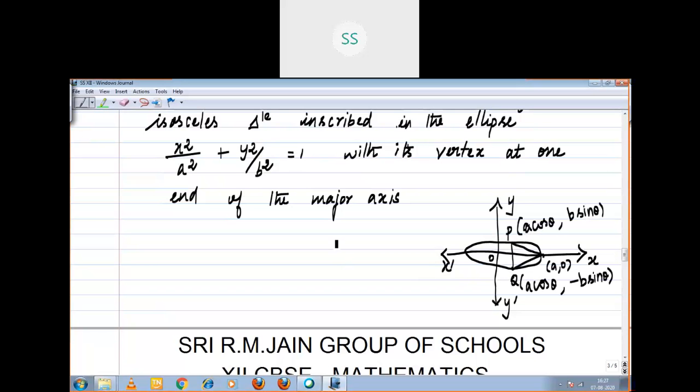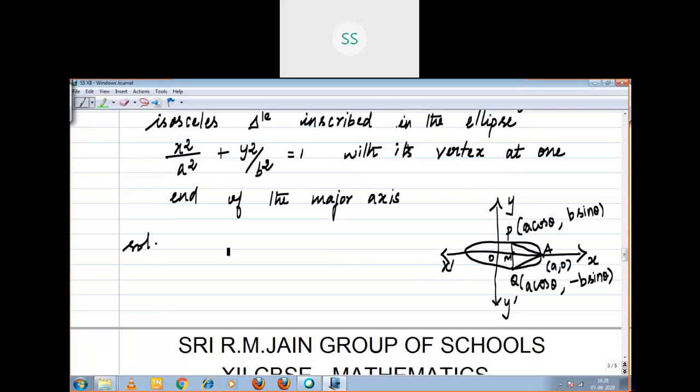This is your M, midpoint. Now, this one is your A. You have to label the vertices and all first, then only it is easy for you. Now, solution.